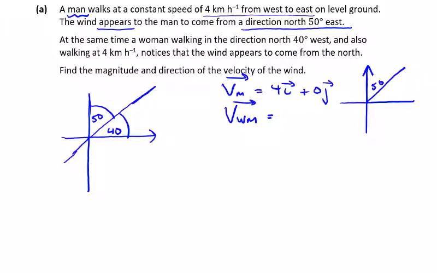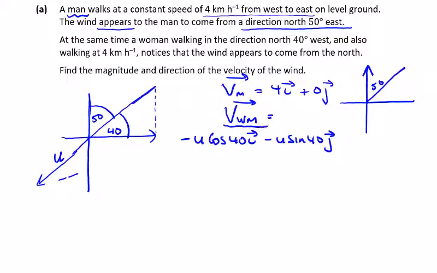So the wind appears to the man to be going down this way, so this is negative, negative. If we call the speed of the wind u, we're going to have minus u. We can see here my I is adjacent to 40 degrees, so u cos 40 in the I direction, and minus u sine 40 in the j direction for the velocity of the wind relative to the man.